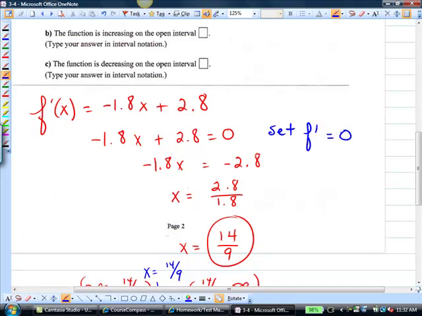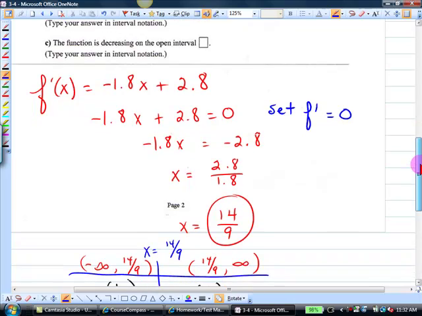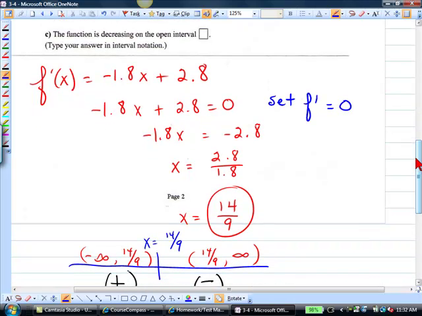When you set it equal to 0, you end up with 1.8, sorry, I'm looking at the wrong thing. But it's easier, and they want fractions. So when you do that, do you know how to change from decimal to fraction on your calculator? That's what you need to be able to do, because they're going to want fractions. So we have one critical number. Here's your critical number.